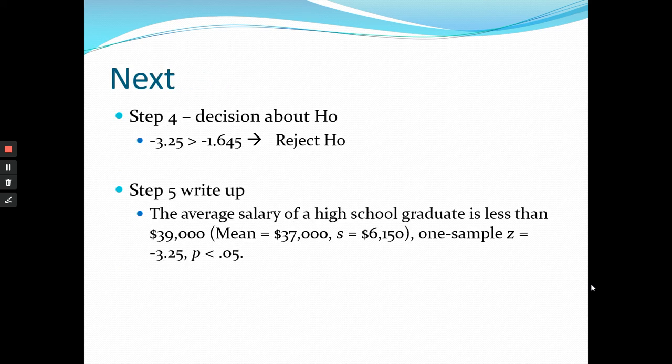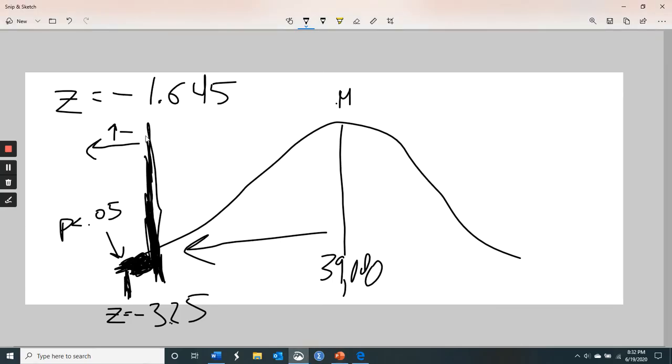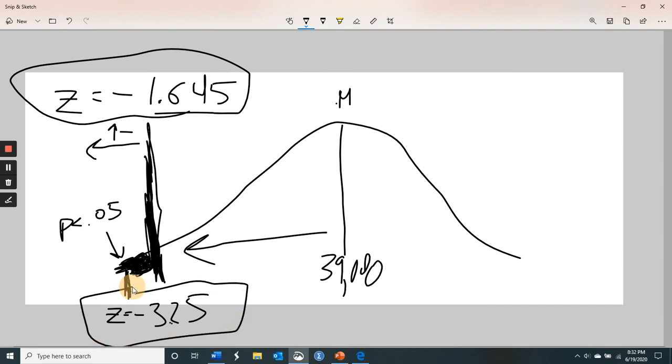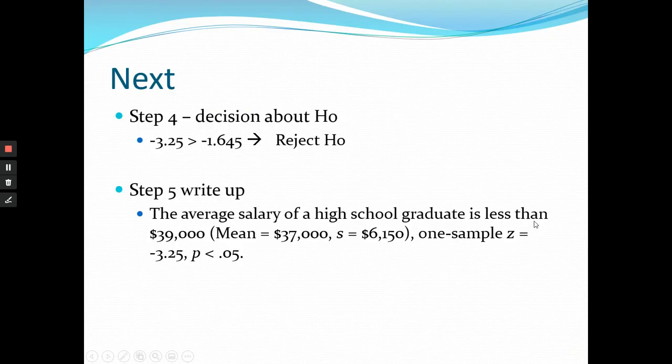So step number 4 is what we just talked about. We actually make a decision about our H0. So remember that our criteria was negative 1.645. That was our critical value. That's the critical value that we set up beforehand, before we got our data. Our z-score actually crossed it. It's way over here. So we had a bigger difference than we need. So we actually have a nice decision here.